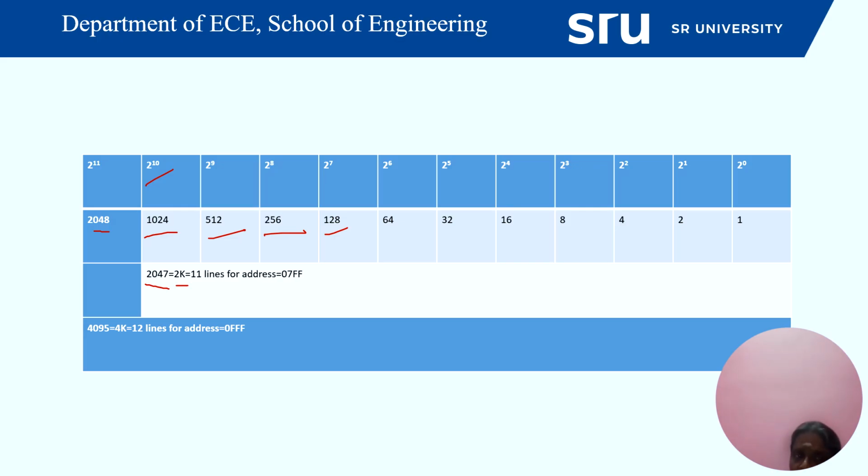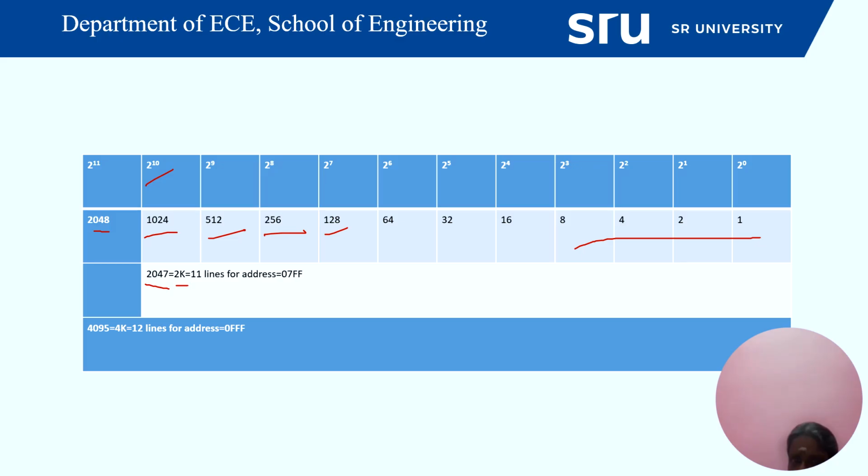And how many address lines here? See, start counting from 0. So we have to number it as 1, 2, 3, 4, 5, 6 up to 11. So it is not 11. It is not 10, because starting from 0. So totally it is 11 lines. 11 lines for address.